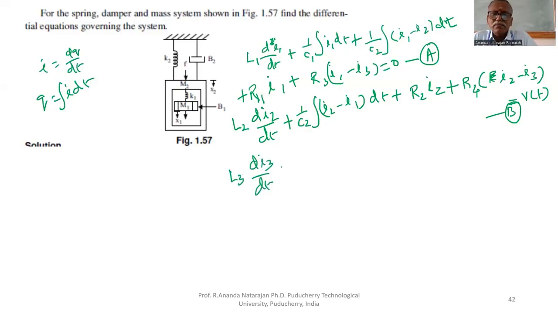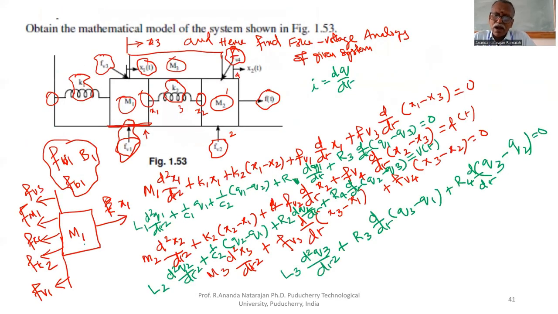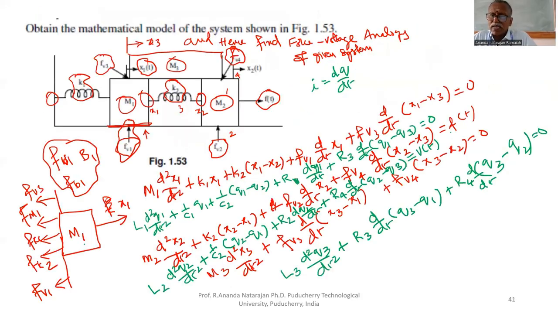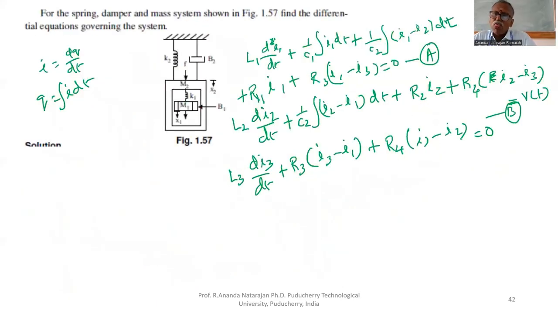L3 di3 by dt plus R3 (I3 minus I1) plus R4 (I3 minus I2) equal to 0. This is the third equation. Now we have to draw the circuit for these equations.